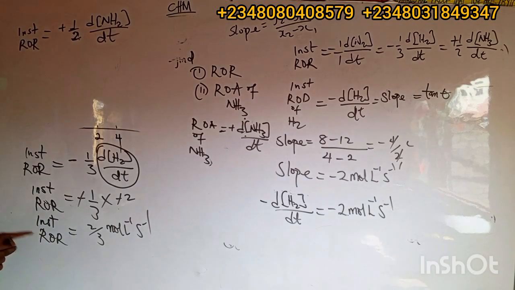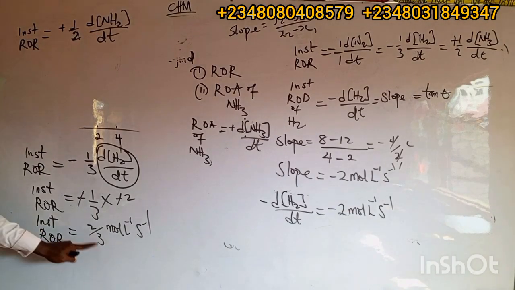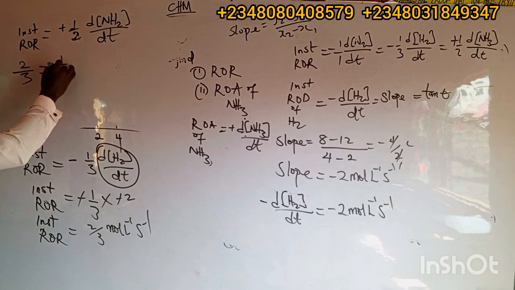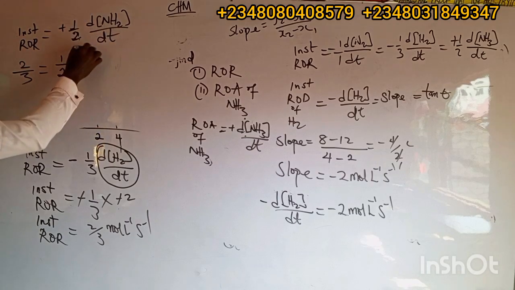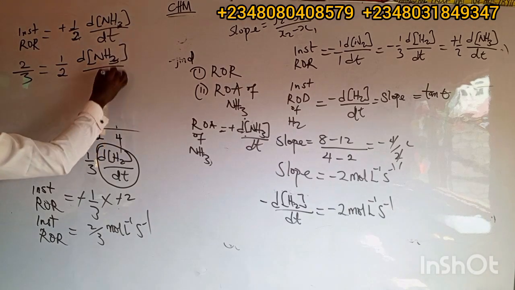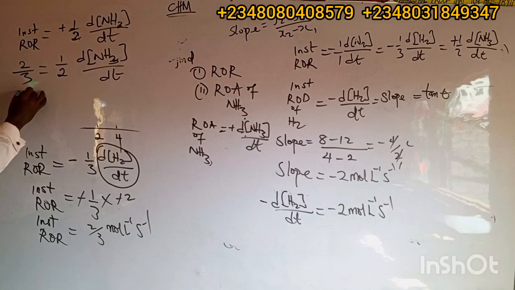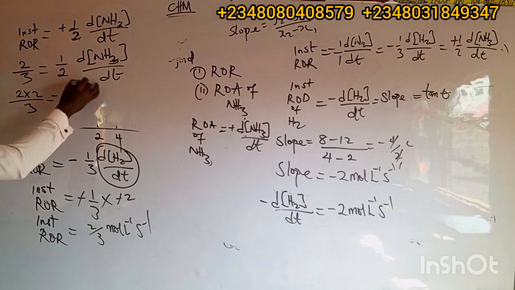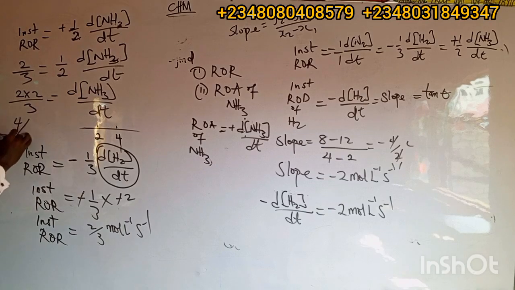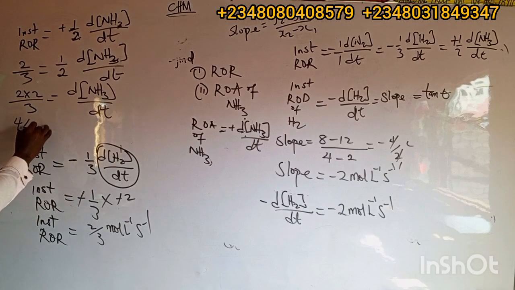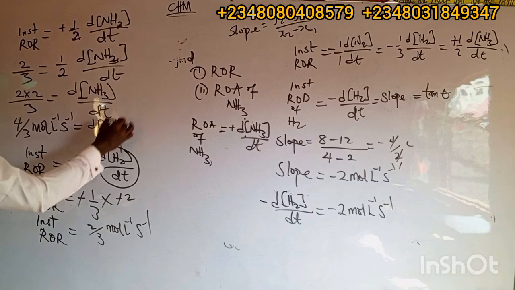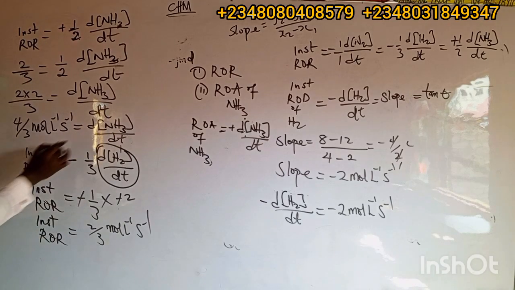Then from here, what is the instantaneous rate of reaction? It's 2 over 3. This one is given as calculated, 2 over 3 equal to 1 over 2. I'm sorry, this is d[NH3]/dt. This one going here, we have 2 times 2 over 3, which is the rate of appearance of ammonia. That means 4 over 3 mole per liter per second. Take note of that. That is the rate of appearance of ammonia.